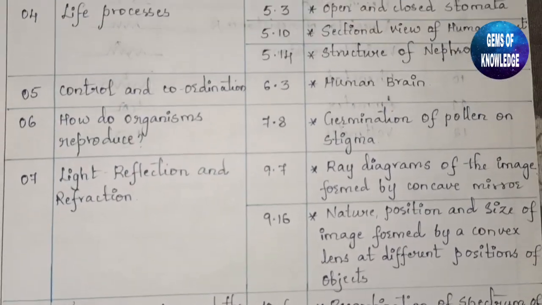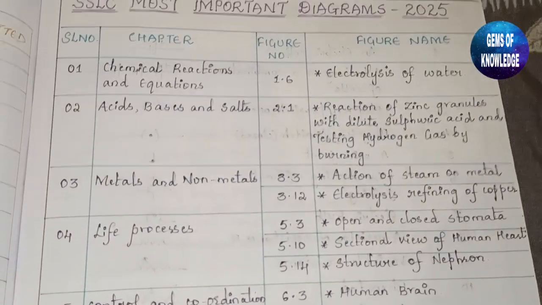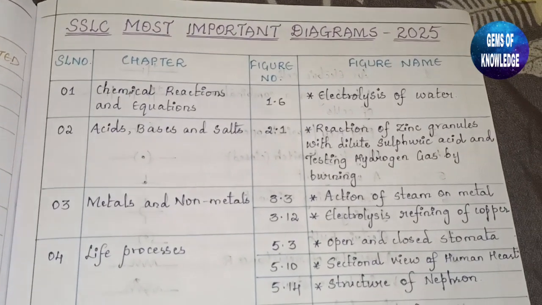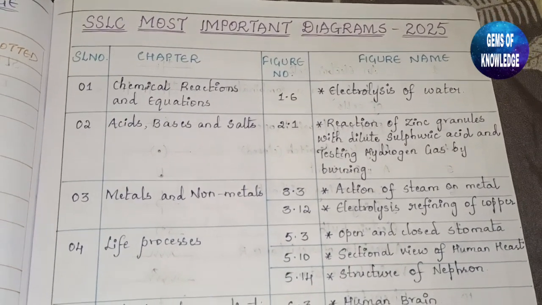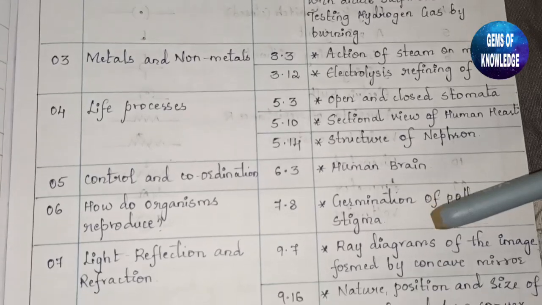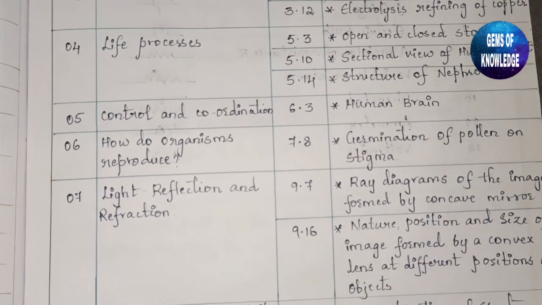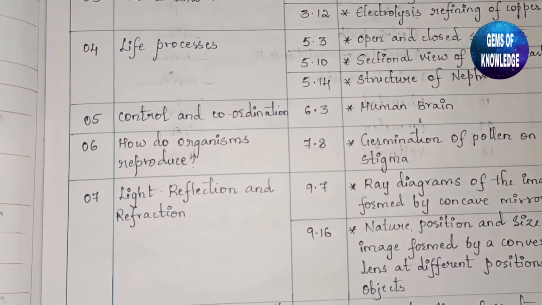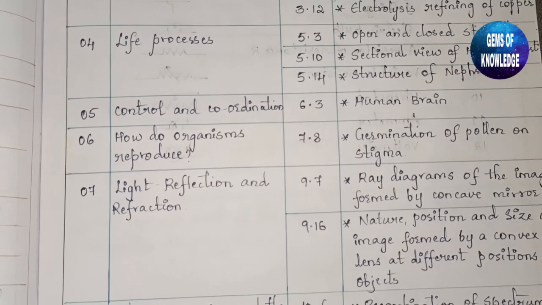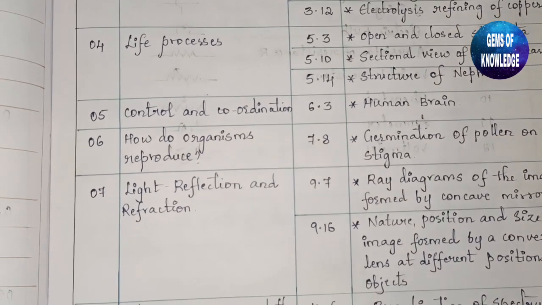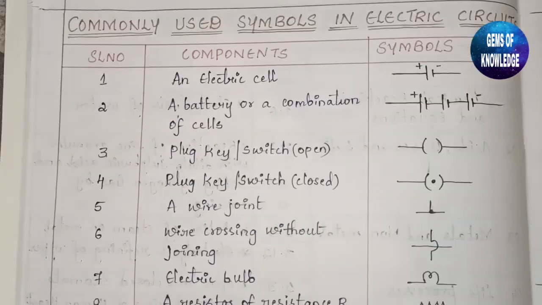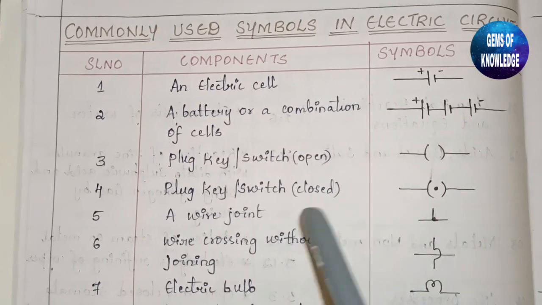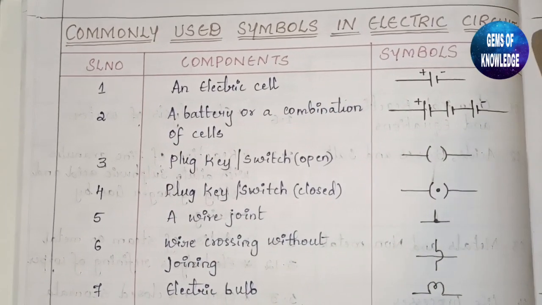Okay, so these are the important diagrams of 2025. You may expect 12 marks if you are completely done with these diagrams. You will easily get 12 marks. Okay, now we will move on to the symbols related to electricity chapter. Next here you can see commonly used symbols in the electric circuit.